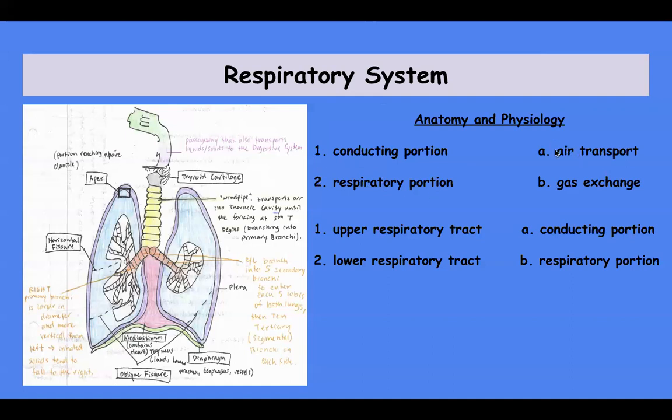And then on the right here, A and B, these are two functions. The respiratory system is responsible for air transport and gas exchange. I want you guys to identify for me. Feel free to unmute or put your answer in the chat.